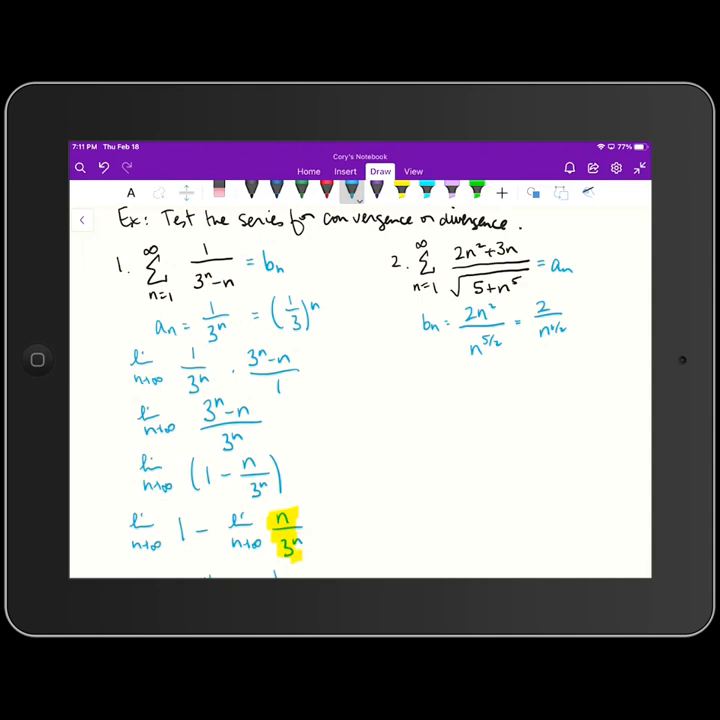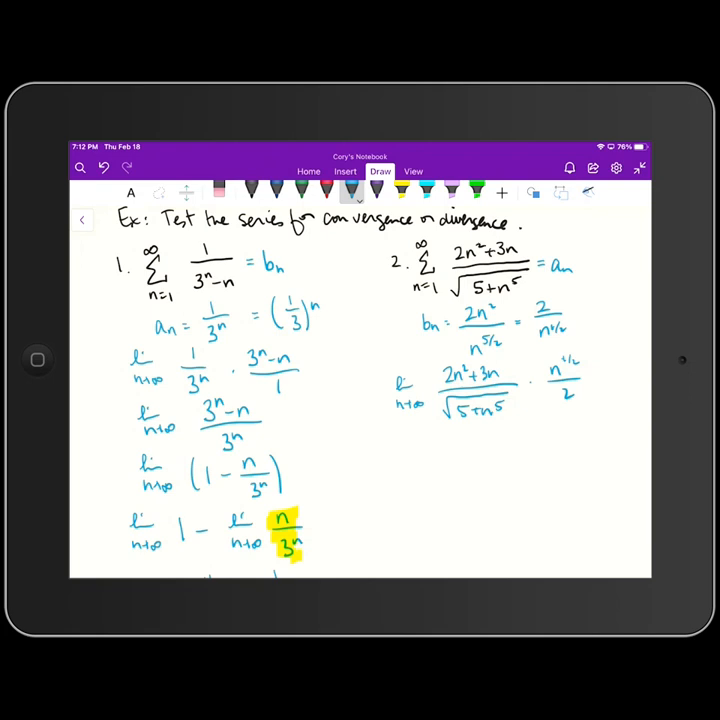Okay, so what we're going to do here is take the limit as n goes to infinity of a sub n, which is 2n squared plus 3n over the square root of 5 plus n to the 5th power. We're going to divide that by b sub n, which is 2 over n to the 1/2 power. Again, when dividing two fractions, I take the reciprocal of the second fraction and multiply, so I'll rewrite that as times n to the 1/2 power divided by 2.